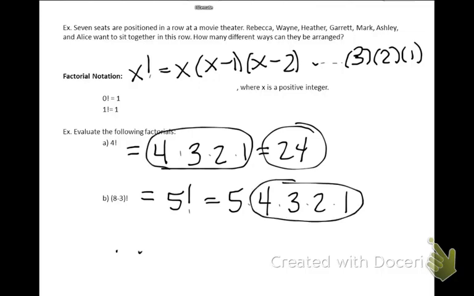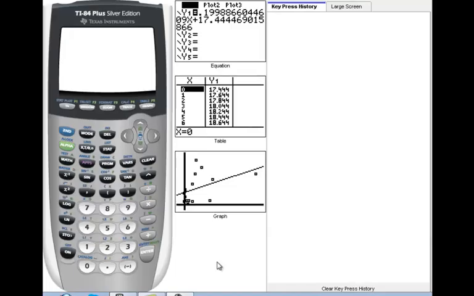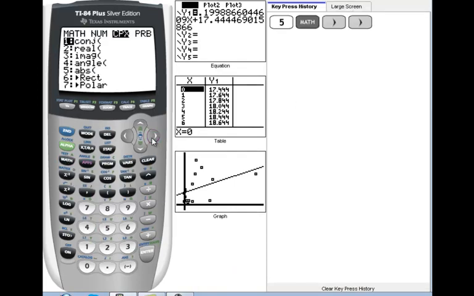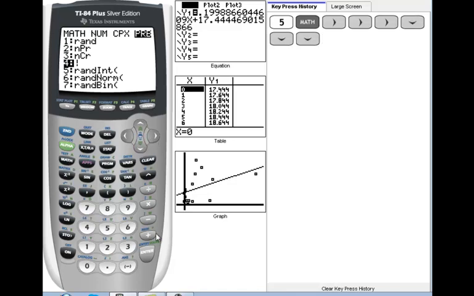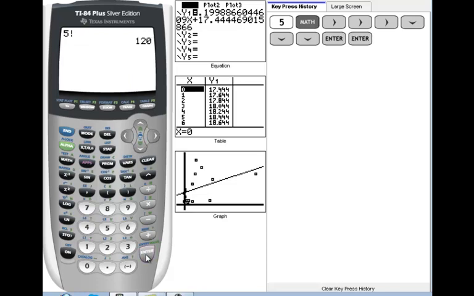So what we could have really said is that 5 factorial is 5 times a 4 factorial. And so we could have worked this out as 5 times the 24 that we knew 4 factorial was. And this is 120. To access the factorial symbol, type in the number you wish to look at. Then hit Math, scroll over to Probability, scroll down to number 4, and hit Enter for factorial. Then hit Enter again.